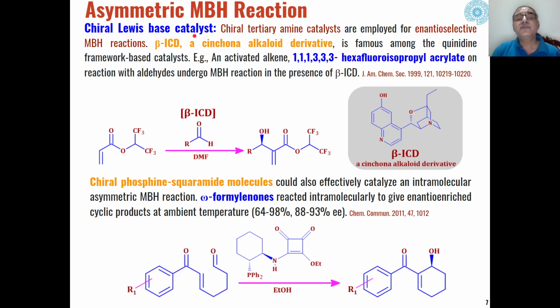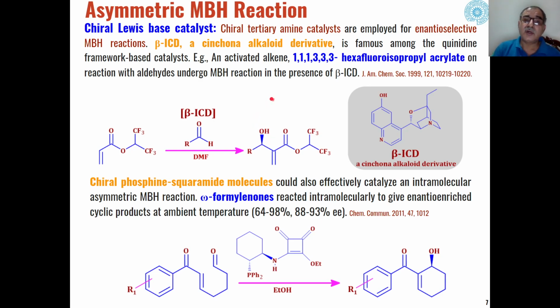Then the second type of asymmetric MBH reaction can take place when we use chiral Lewis base as the catalyst. And most common among these is chiral tertiary amine catalyst, which are used for enantioselective MBH reactions. Most common among these are cinchona alkaloid derivatives. So beta-ICD, this molecule where this oxygen is alpha, this enantiomer is called beta-ICD. This is a natural alkaloid derivative. When this is used as catalyst, these types of alpha beta unsaturated ketones react with aldehydes in presence of DMF as solvent, and they will undergo this type of asymmetric MBH reaction.